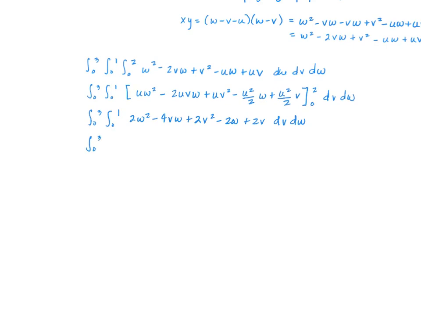And now integrating with respect to v, I have 2vw squared minus 4v squared over 2, so minus 2v squared w, plus 2v to the third over 3, minus 2vw plus 2v squared over 2, so plus v squared. Okay. Let's see, putting in 1, I have 2w squared minus 2w plus 2/3 minus 2w plus 1.